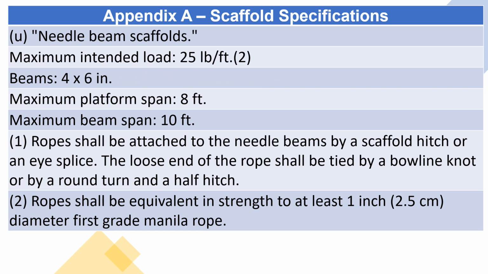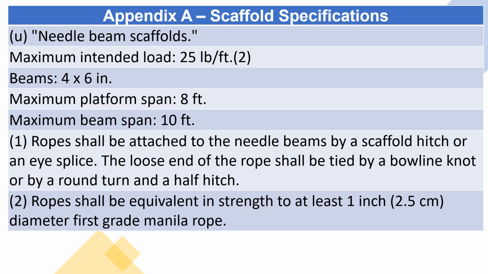U. Needle beam scaffolds. Maximum intended load, 25 pounds per square foot. Beams, 4 by 6 inches. Maximum platform span, 8 feet. Maximum beam span, 10 feet. 1. Rope shall be attached to the needle beams by a scaffold hitch or an eye-splice. The loose end of the rope shall be tied by a bowline knot or by a round turn and a half hitch. 2. Rope shall be equivalent in strength to at least 1 inch, 2.5 centimeters, diameter first grade manila rope.